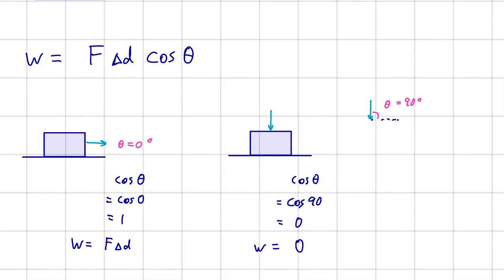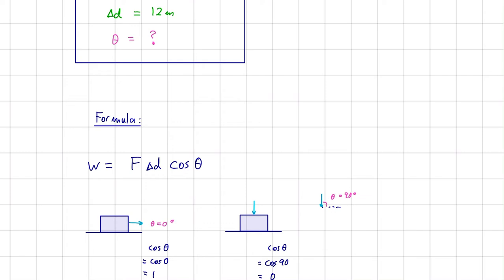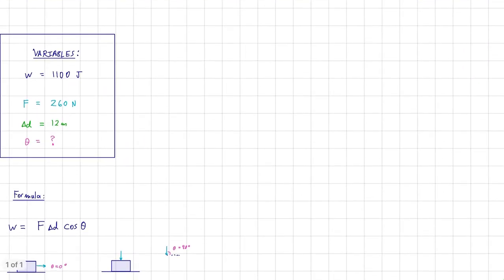So that's just another thing that's kind of interesting to watch out for and to be aware of, is that you have these two extremes for this formula. One where the force is in the exact same direction as the movement, and in that case cos 0 is equal to 1, and in the other case it's perpendicular to the movement, and in that case cos 90 is 0, so there's no work being done by this force. Right, so that being said, I want to carry on with this problem. Our next step is to plug in our variables.